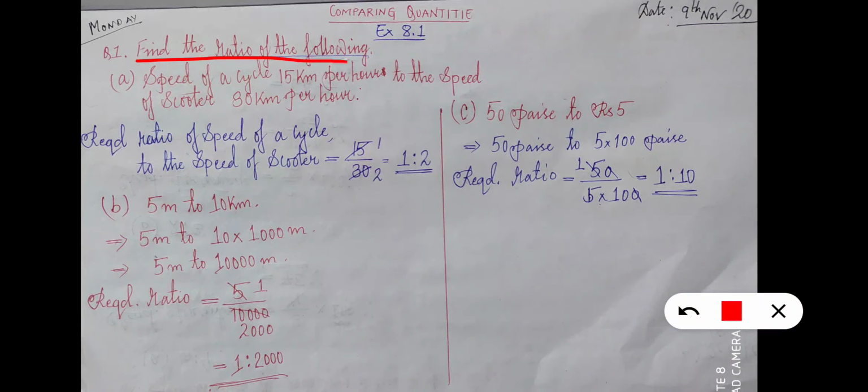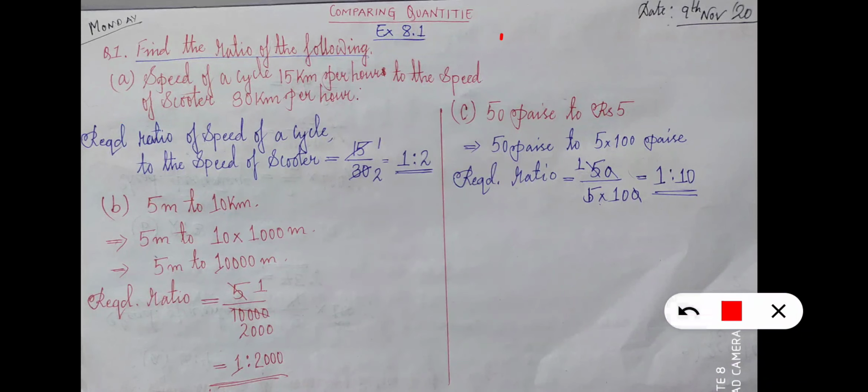Find the ratio of the following. You need to find the ratio. This is a comparison of the quantities, okay? That's why the name of the chapter is Comparing Quantities. I forgot to write an S over here. Please write it quantities, okay? Find the ratio of the following. So you need to find the ratio of the following questions.